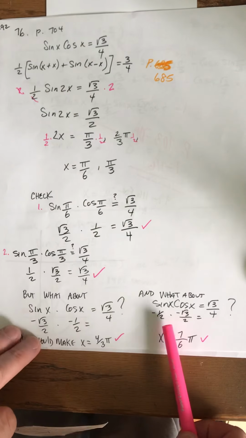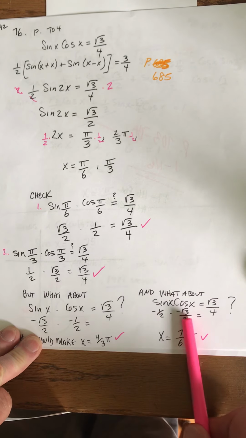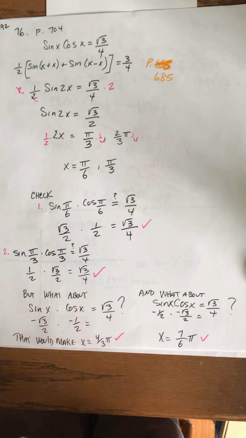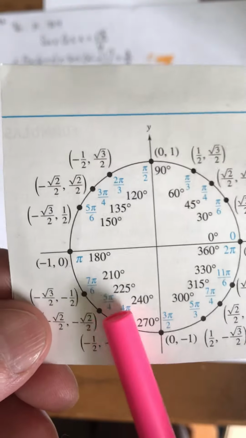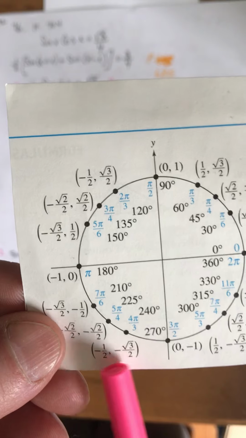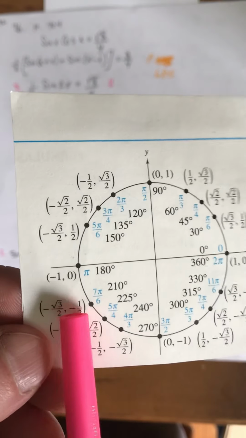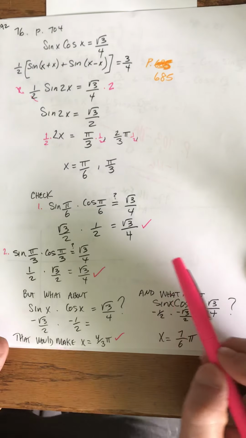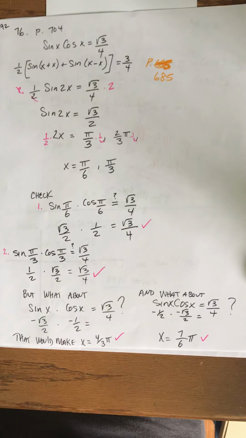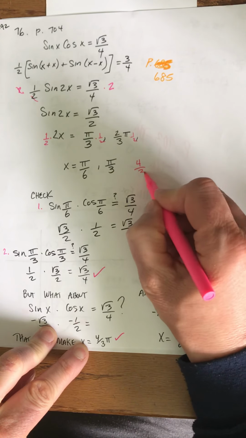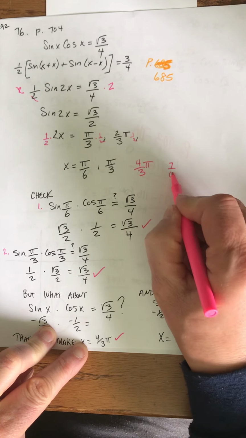The reverse is also true. If this one was negative 1/2 and that one was a negative square root of 3 over 2, they would still come out to be square root of 3 over 4. And what angle would that be? Oh, I had these reversed, but that would be this one here at 4 pi over 3. I still get the square root of 3 over 4 when I multiply these together. So there's actually 4 answers to this. It would be pi over 6, it would be pi over 3, but it would also be these two down here: 4 over 3 pi and 7 over 6 pi.